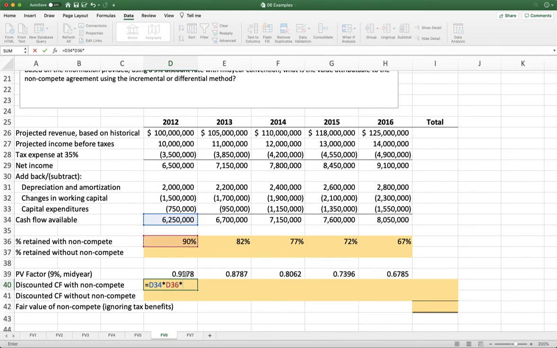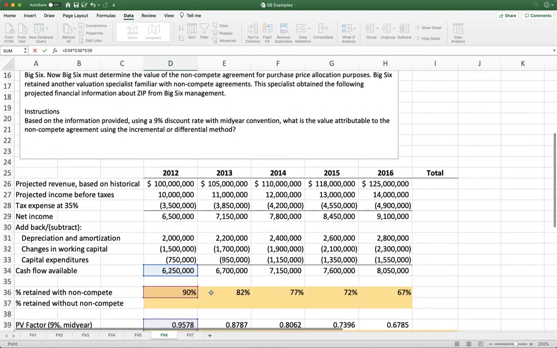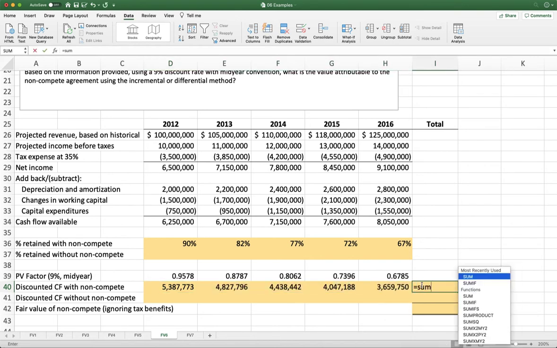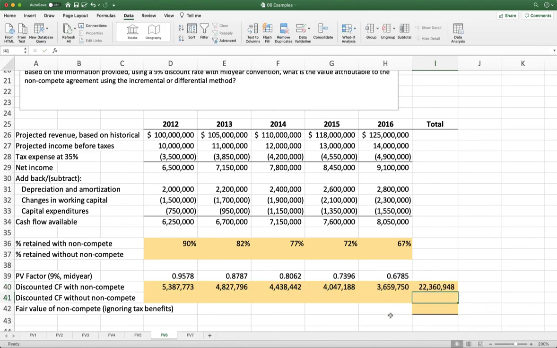And then we're going to multiply that by our present value factor to take that item and bring it back to today's dollars. Remember, today we're imagining it is 2011. Okay. We're going to do that across the board. So we're going to take each of those individual cash flows and discount them back to today's dollars, and then add them up. So we think that our present value future cash flows with the non-compete is $22 million.